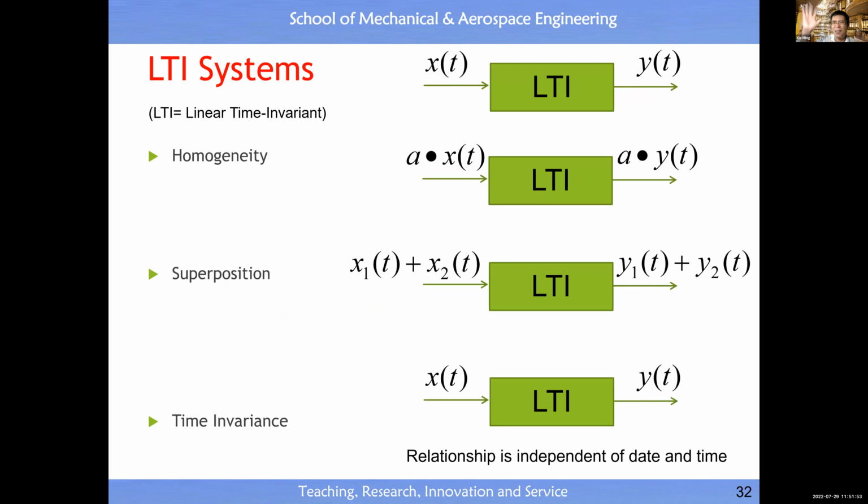LTI, okay, linear time invariant system. So if you have an LTI system, that means if you have an input X, then you will produce Y. If you scale up or scale down X by A, then the output will be equally scaled up or down by A. That's it. Most importantly is this one, okay? If X1 produces Y1, X2 produces Y2, then X1 plus X2 will produce Y1 plus Y2.